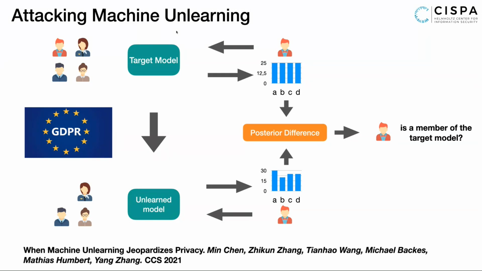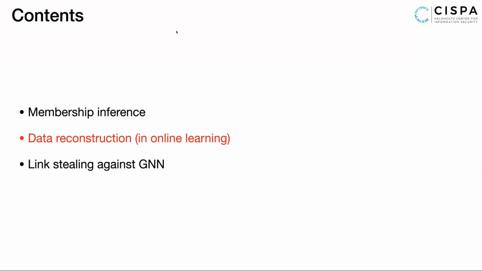That's actually another paper that we will present at CCS 2021. As I said, it probably will happen in 3 months. 3 weeks. Okay, so that's basically it for the membership inference part. Any questions so far? Okay, so let's continue.